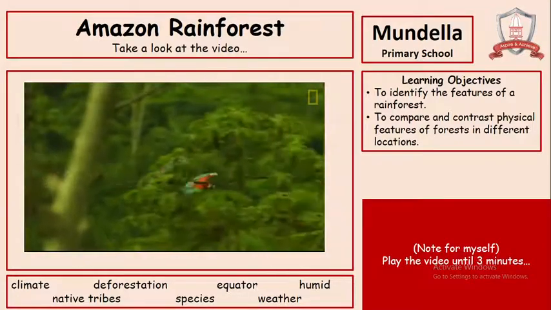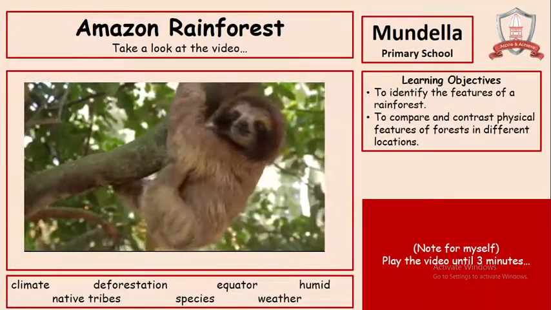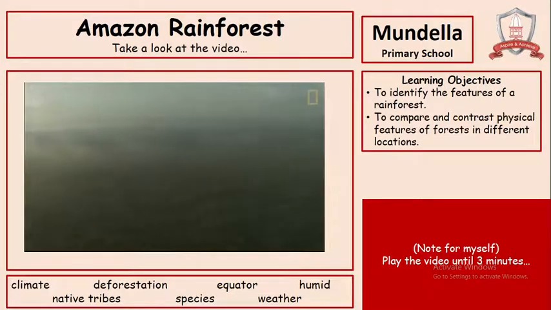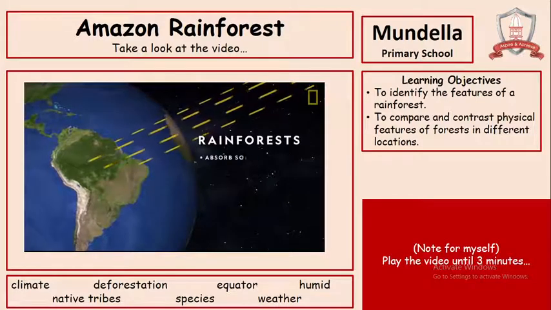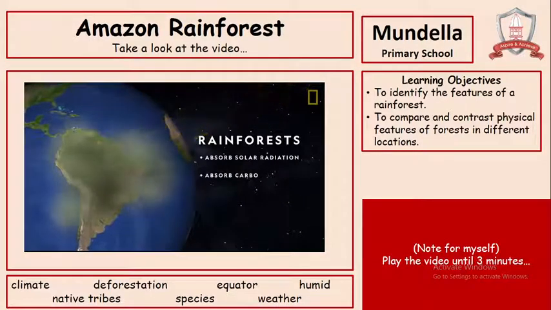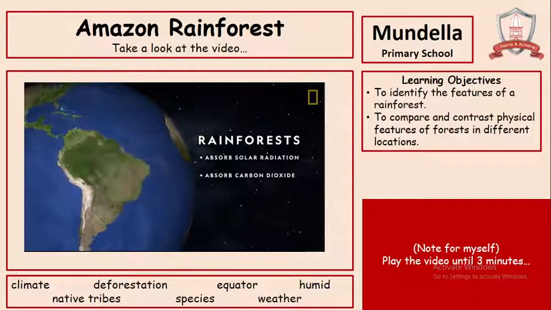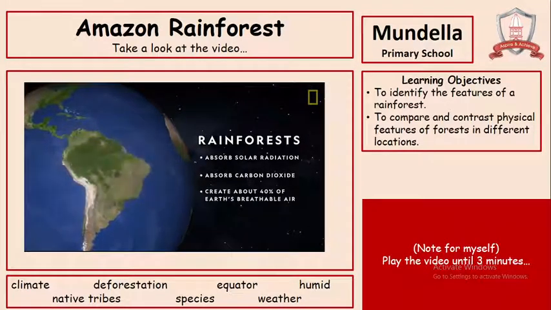On an even larger scale, rainforests help to stabilize the planet's climate. Its lush green vegetation regulates global temperatures by absorbing massive amounts of radiation from the sun. They also absorb vast amounts of carbon dioxide and convert them into oxygen, about 40% of the planet's breathable air.